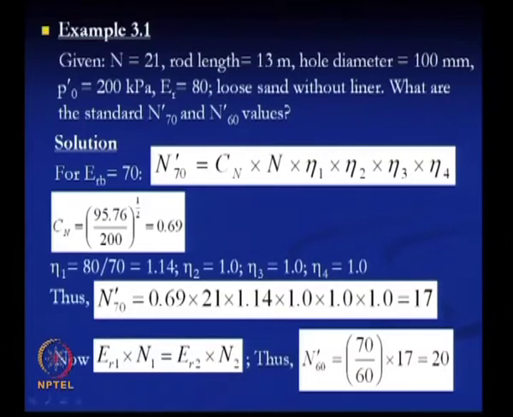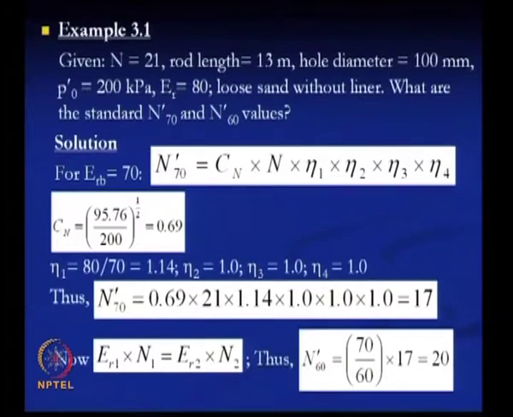So, we can see that as the energy ratio value decreases, the N value increases, or vice versa. In this way, we can correct any measured N value under any standard energy ratio value. In this fashion, it can be corrected for any standard energy ratio value. Here it is corrected for standard energy ratios 70 and 60.